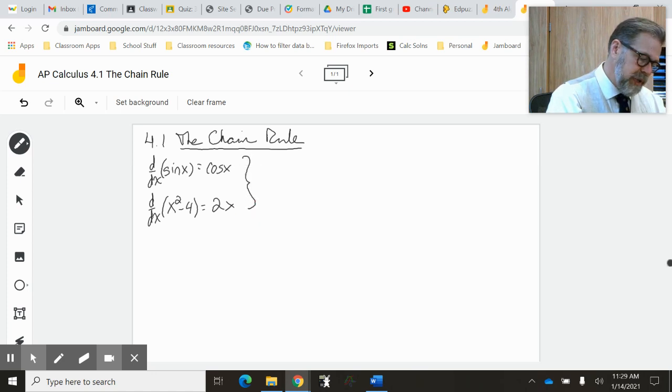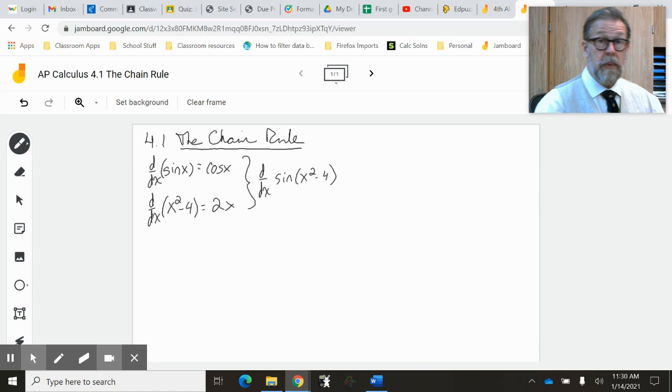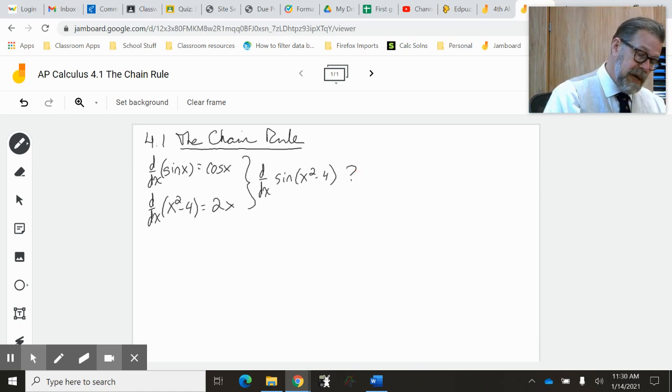But what is the derivative with respect to x of sine of x squared minus 4? This becomes a little bit more complex. What we're going to be doing is talking about how to find this directly. So let's look at a quick numeric example of this kind of problem.